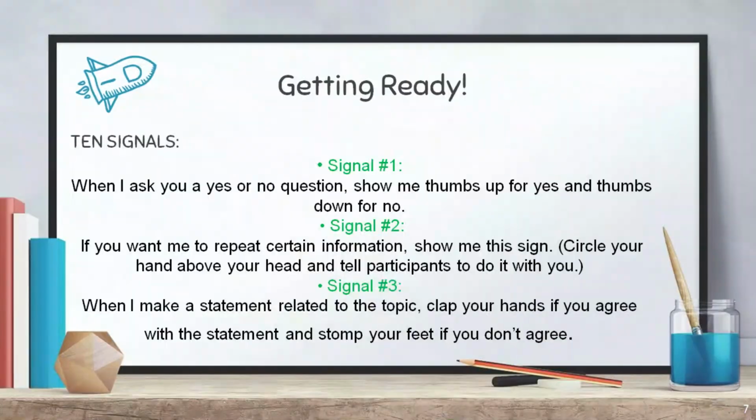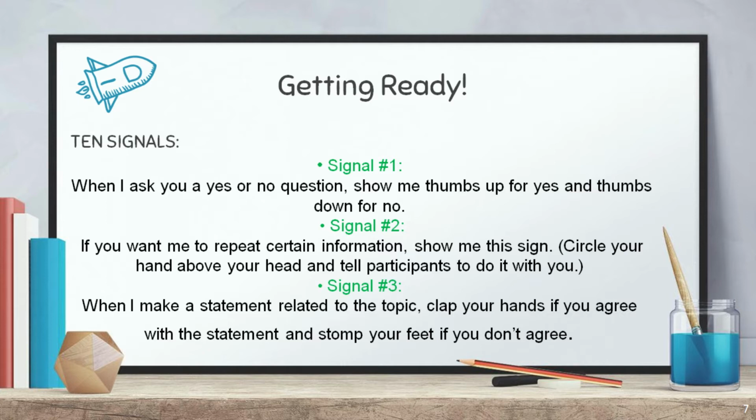Here are the 10 signals for this technique. Signal number 1. When I ask you a yes or no question, show me thumbs up for yes and thumbs down for no. Signal number 2. If you want me to repeat certain information, show me this sign. Circle your hand above your head and tell participants to do it with you.